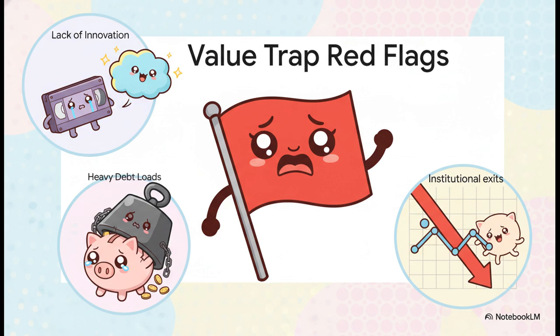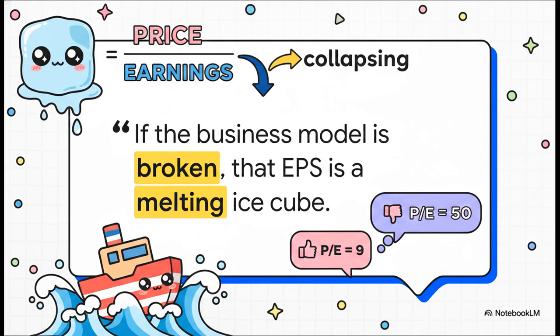Shrinking profit margins, gigantic debt loads that just eat up all their cash flow, or a company that's sitting at the very peak of a boom and bust industry, like mining, right before commodity prices fall off a cliff. There's a fantastic quote from our research that hits the nail on the head here. If the business model is broken, that EPS is a melting ice cube. It is only a matter of time before the denominator in our equation catches up to the falling price, revealing that the stock was never actually cheap.